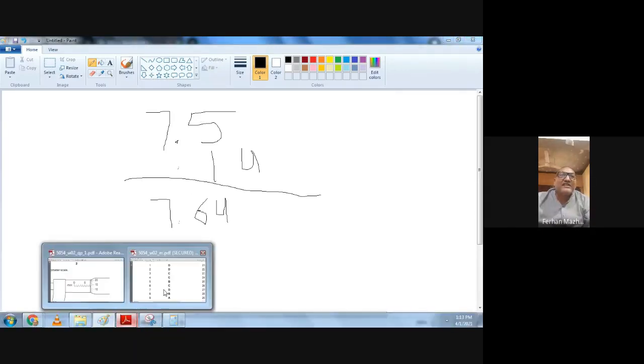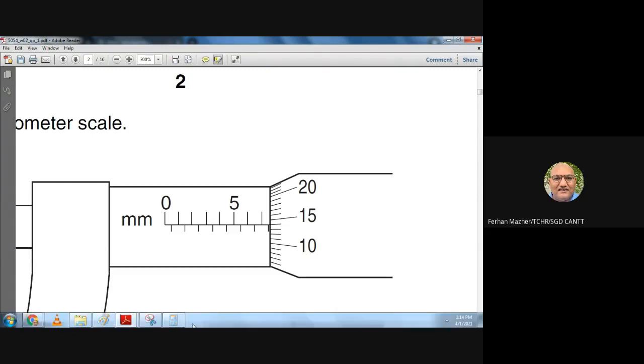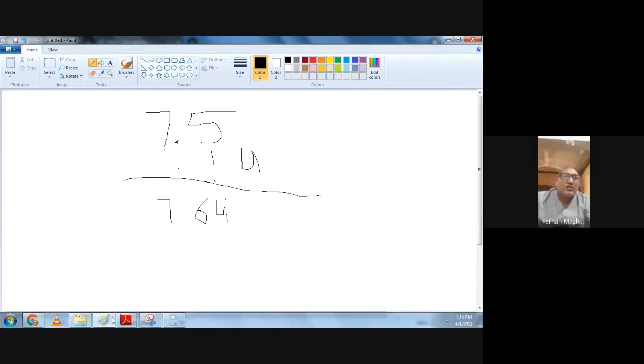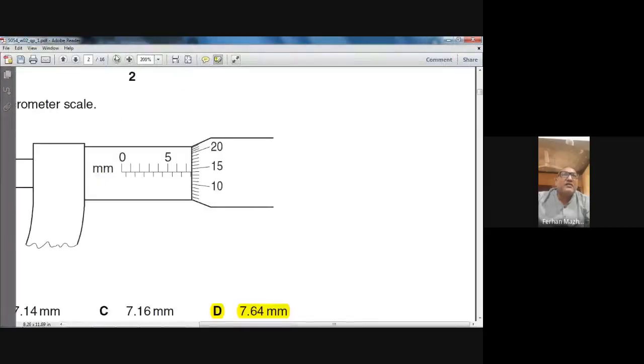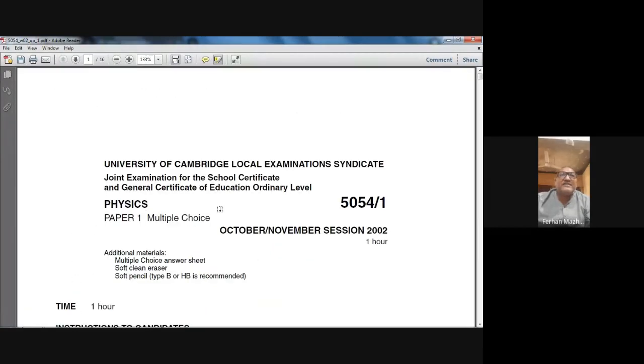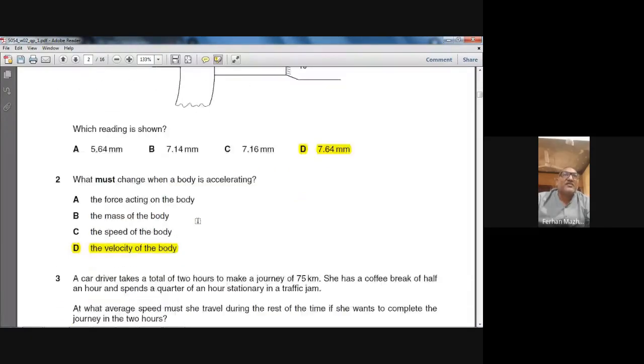Then I will check the reading on the circular scale. I will check which line of the circular scale is coinciding with this horizontal line. So 10, 11, 12, 13, 14. The 14th line is coinciding with the horizontal line. So it means 0.14. On your rough work, add both these, 7.5 and 0.14. The answer will be 7.64. So D is the choice.